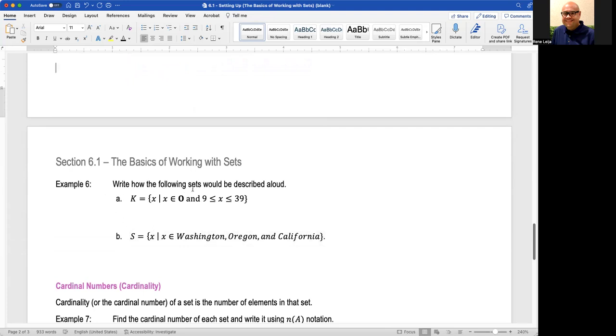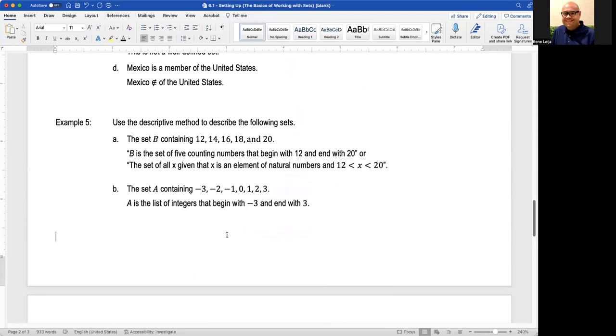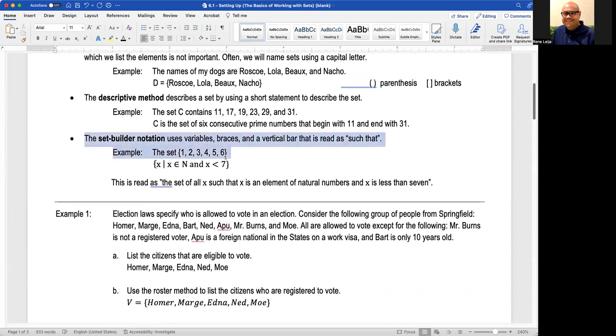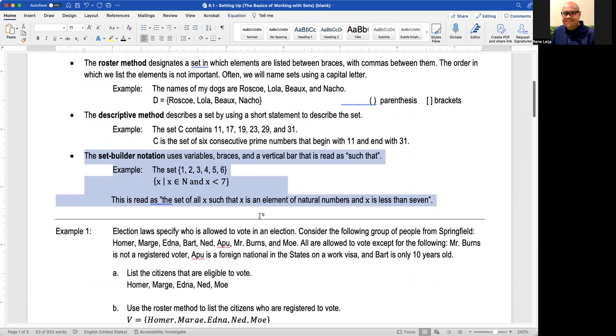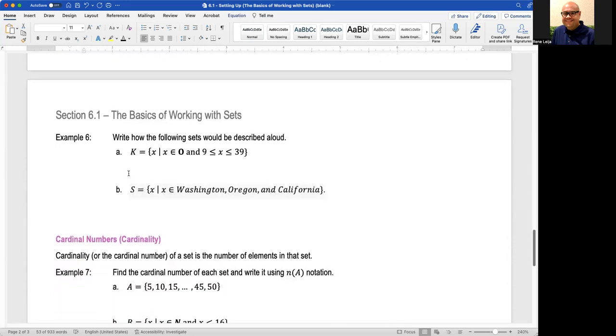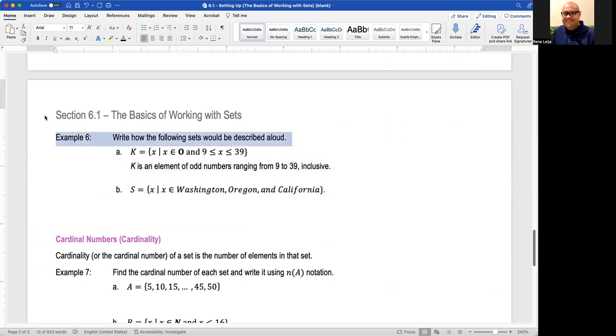Okay. So I want you to try example 6 on your own. Write how the following sets would be described aloud. Now notice, this is set notation. So if you have to come back up here to the top, set builder notation, here's where we talked about it, and this is how you read it, okay? So use this example to see if you can write out A and B. So go ahead and pause the video in 3, 2, 1. Okay, so here we go. So K is an element of odd numbers ranging from 9 to 39 inclusive.